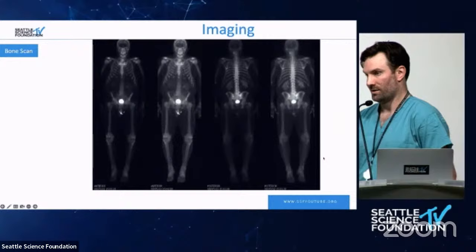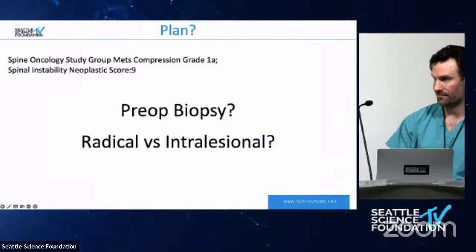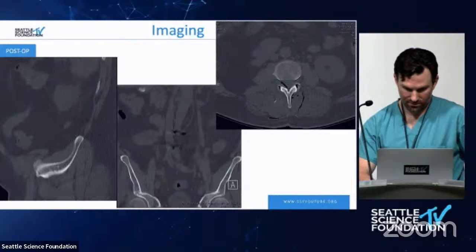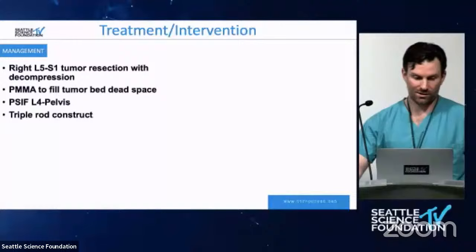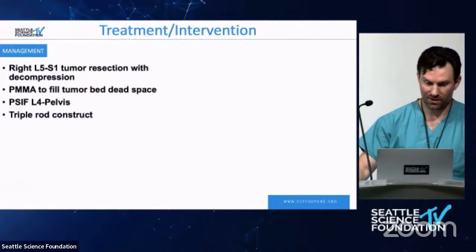Yeah. So you wouldn't go for radicality? He did have a bone scan, which showed this was an isolated skeletal metastasis. Yeah. We didn't know it at the time, though, right? Yeah. All right. Why don't we go ahead with what we did? So we proceeded with a right L5-S1 tumor resection, decompression at that area. PMMA used to fill the tumor bed dead space, instrumentation from L4 to the pelvis with a triple rod construct.